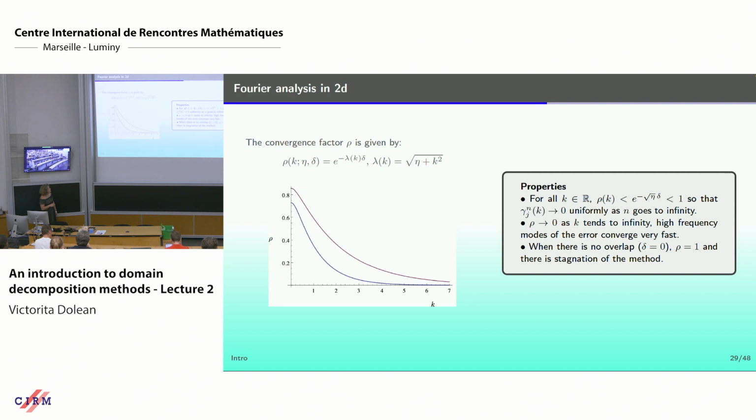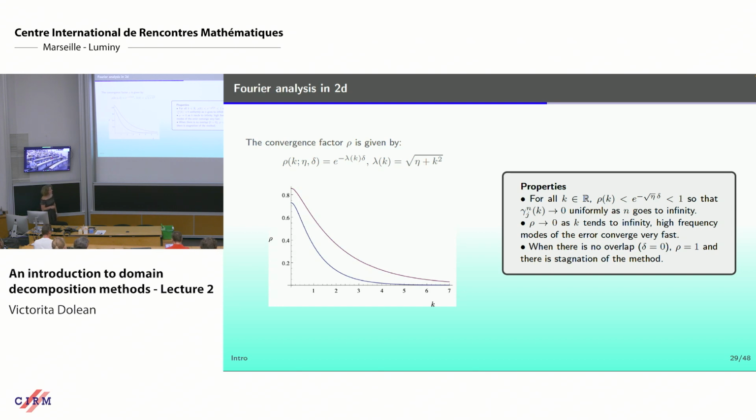So a rho close to 0 means the algorithm will converge very, very fast. A rho close to 1 is not good. A rho close to 0 is very good. Okay, so here are some properties. From this picture we can see a few interesting conclusions.